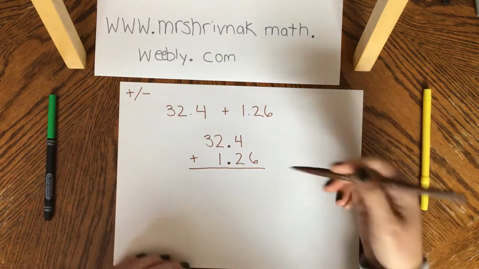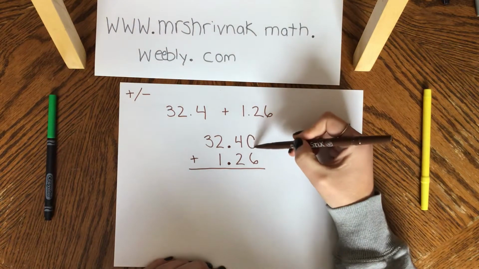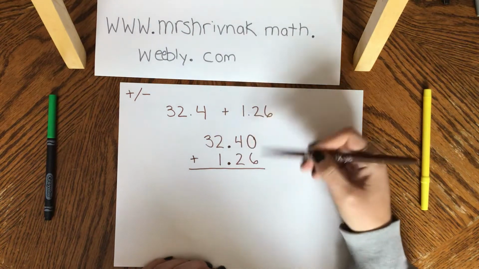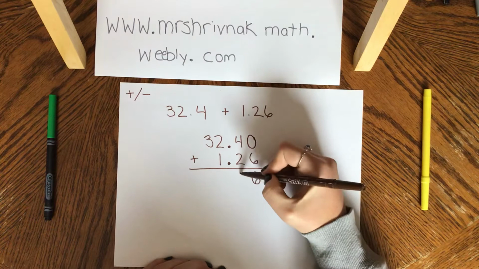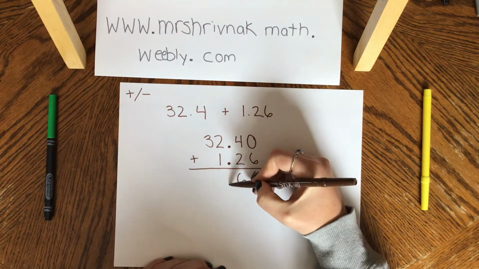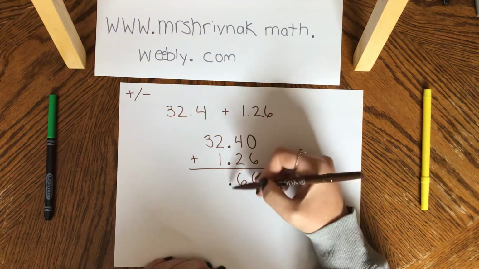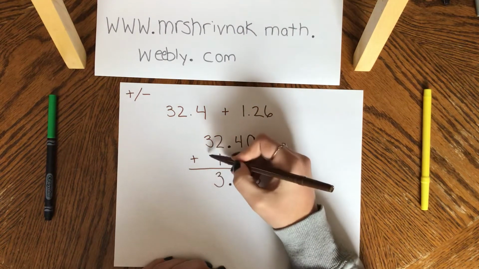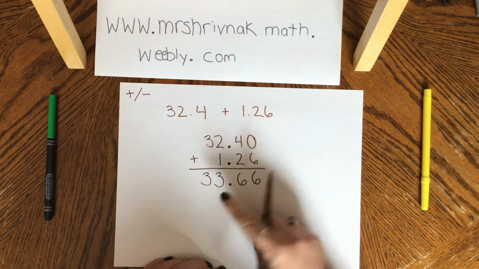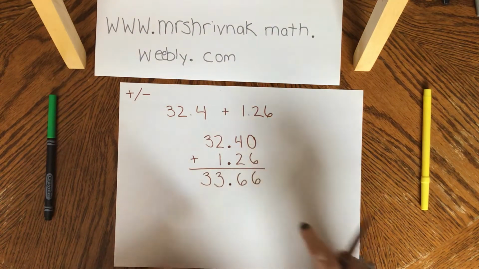Now I'm going to add. I could put a 0 here so that my numbers all line up. So I add 0 plus 6 is 6, 4 plus 2 is 6. I bring down my decimal point. They always stay lined up in addition and subtraction. 2 plus 1 is 3, and 3 plus nothing is 3. So I have 33 and 66/100.